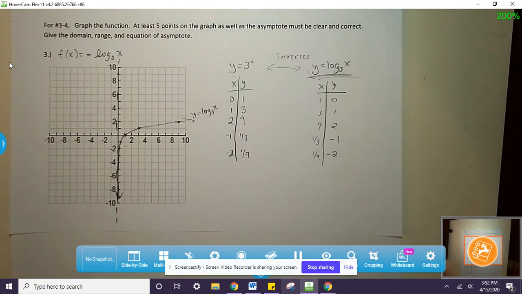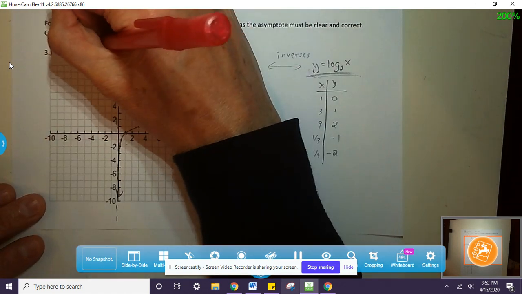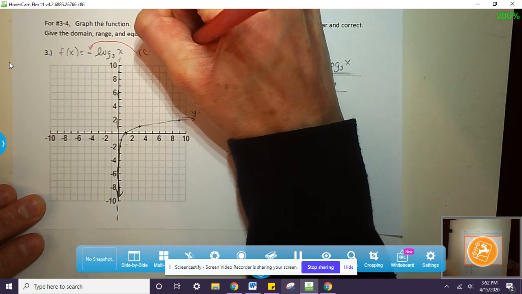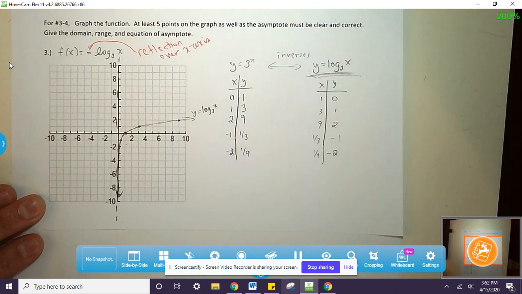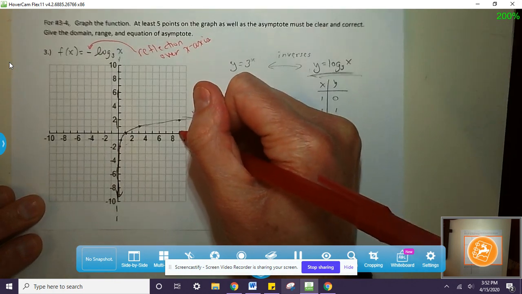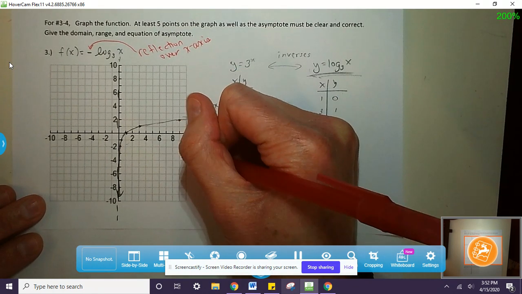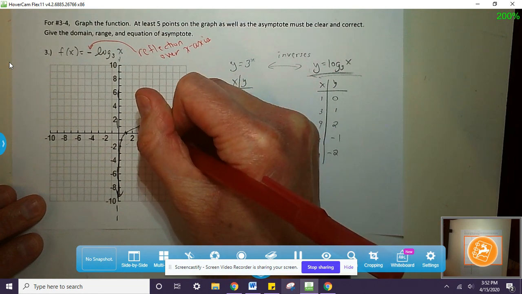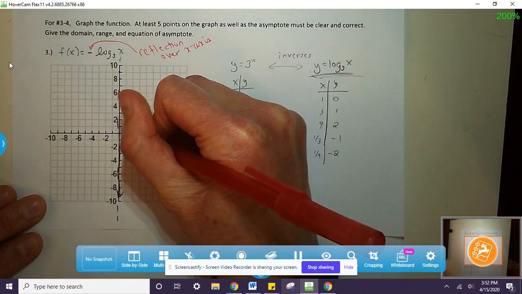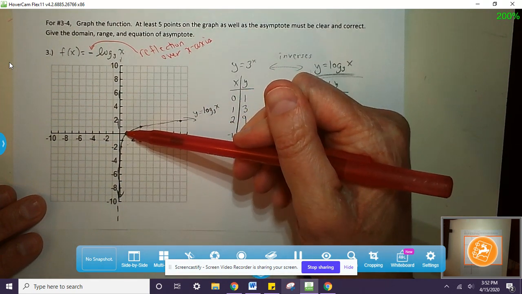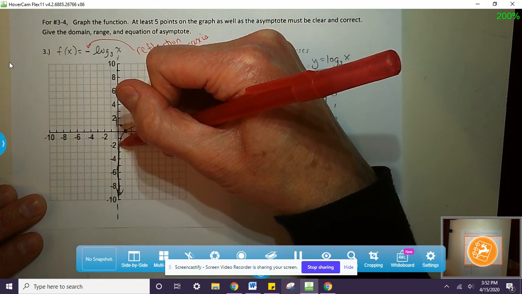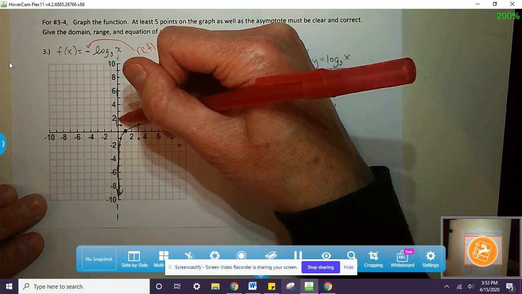What we need to do now is use this negative that's out front. When there's a negative out front, what that tells us is we're going to do a reflection over the x-axis. So what we're going to do is take every point and do a mirror image. Since this point is 2 units above the x-axis, it's going to flip down and be 2 units below. This point is 1 unit above, it'll flip down and be 1 unit below. The point that's on the x-axis, that x-intercept at (1, 0), is going to stay right where it is. This point that I estimated at (1/3, negative 1) will flip up. This point that I estimated at (1/9, negative 2) will flip up.